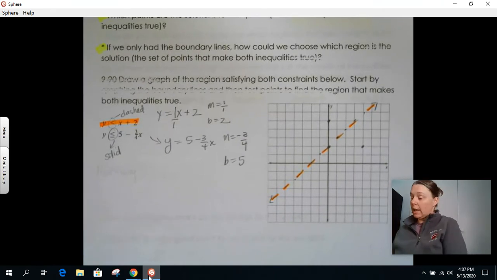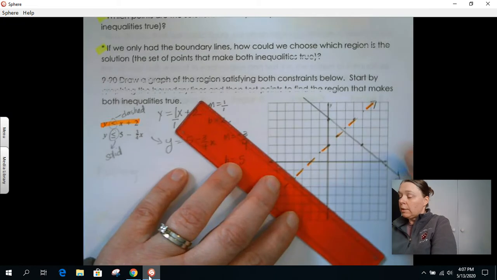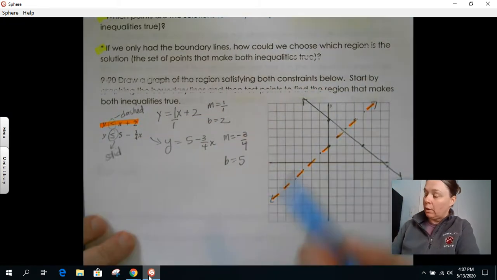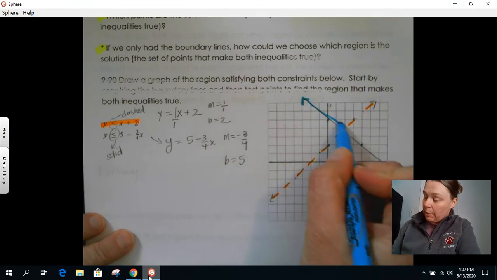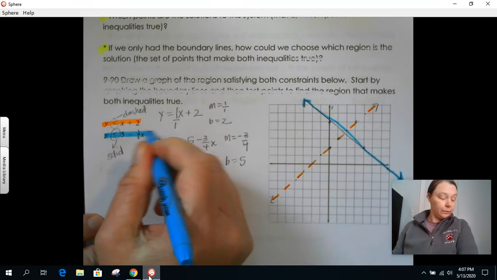Okay, so I'm going to draw a solid line through those points. Oh, let's see, how about blue? I'm going to highlight that just to keep it straight. Okay, and that's going to be this line here.